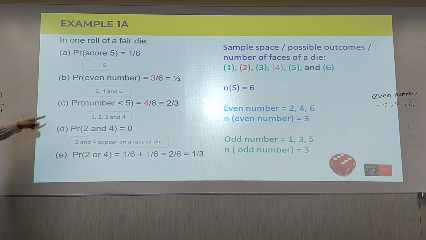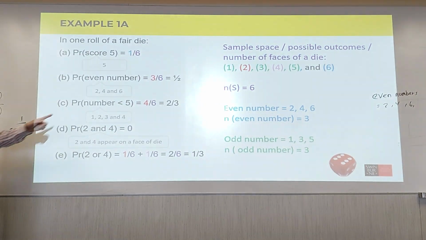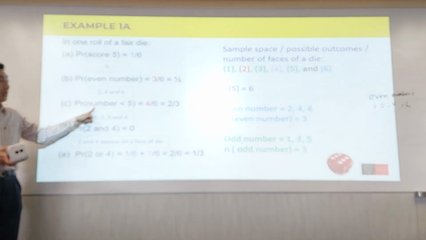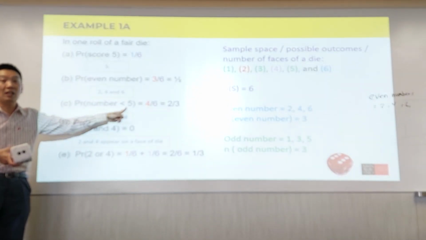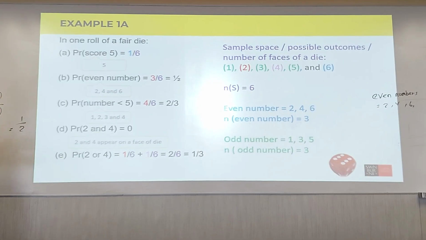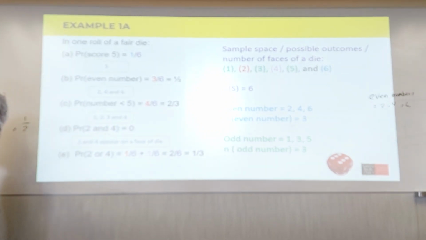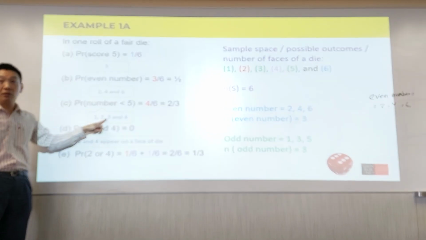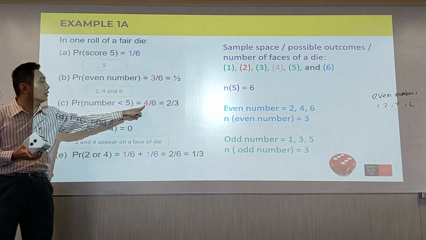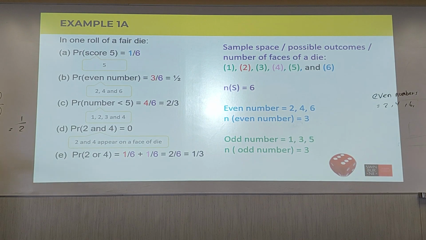Next. What is the probability that if you throw a die, the number is less than 5? This question does not specify the number value, but it must be less than 5. Less than 5 means it cannot be equal to 5. So what numbers are less than 5? 1, 2, 3, 4. There are 4 faces with a score less than 5, so we substitute 4 here. The denominator is still 6, because the study object is the same, a die. Simplify, and you get 2 over 3.